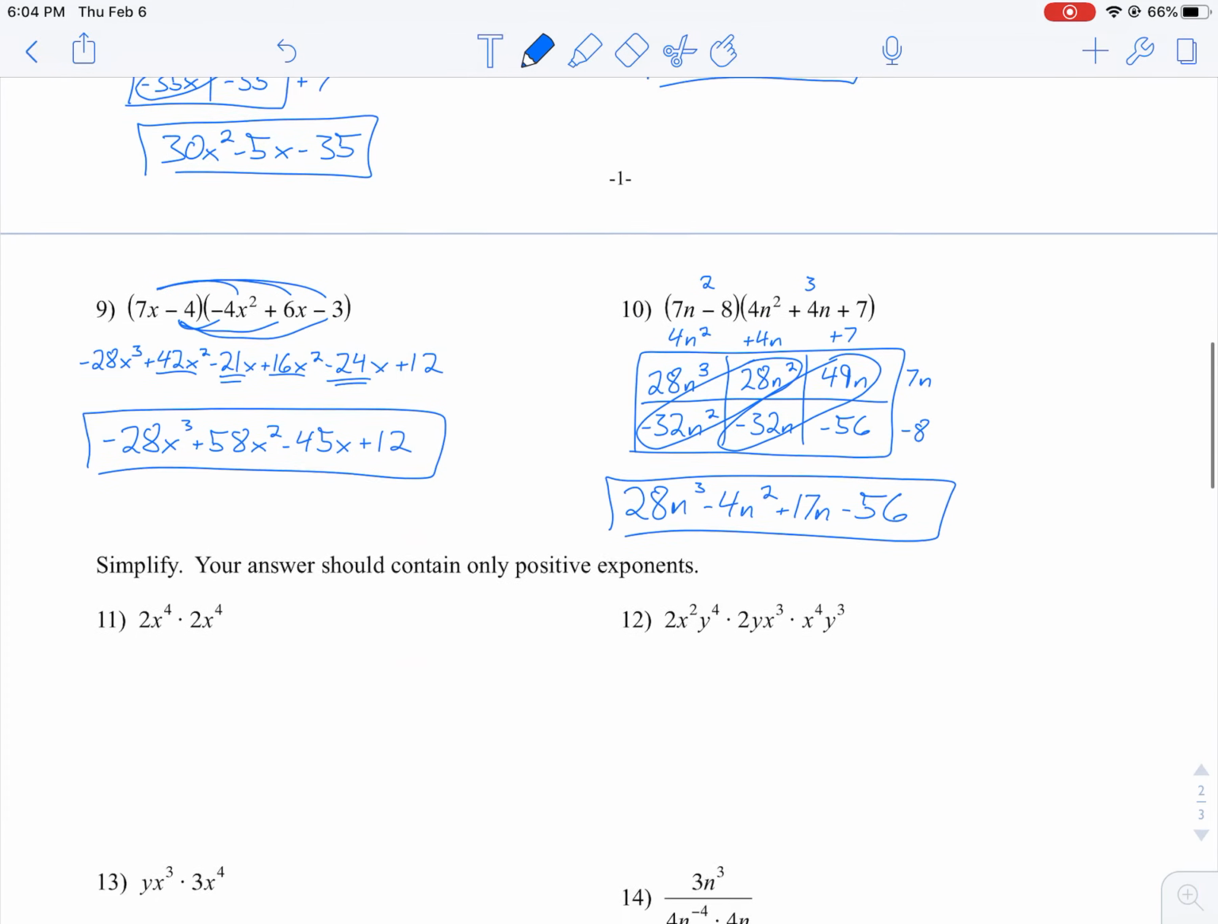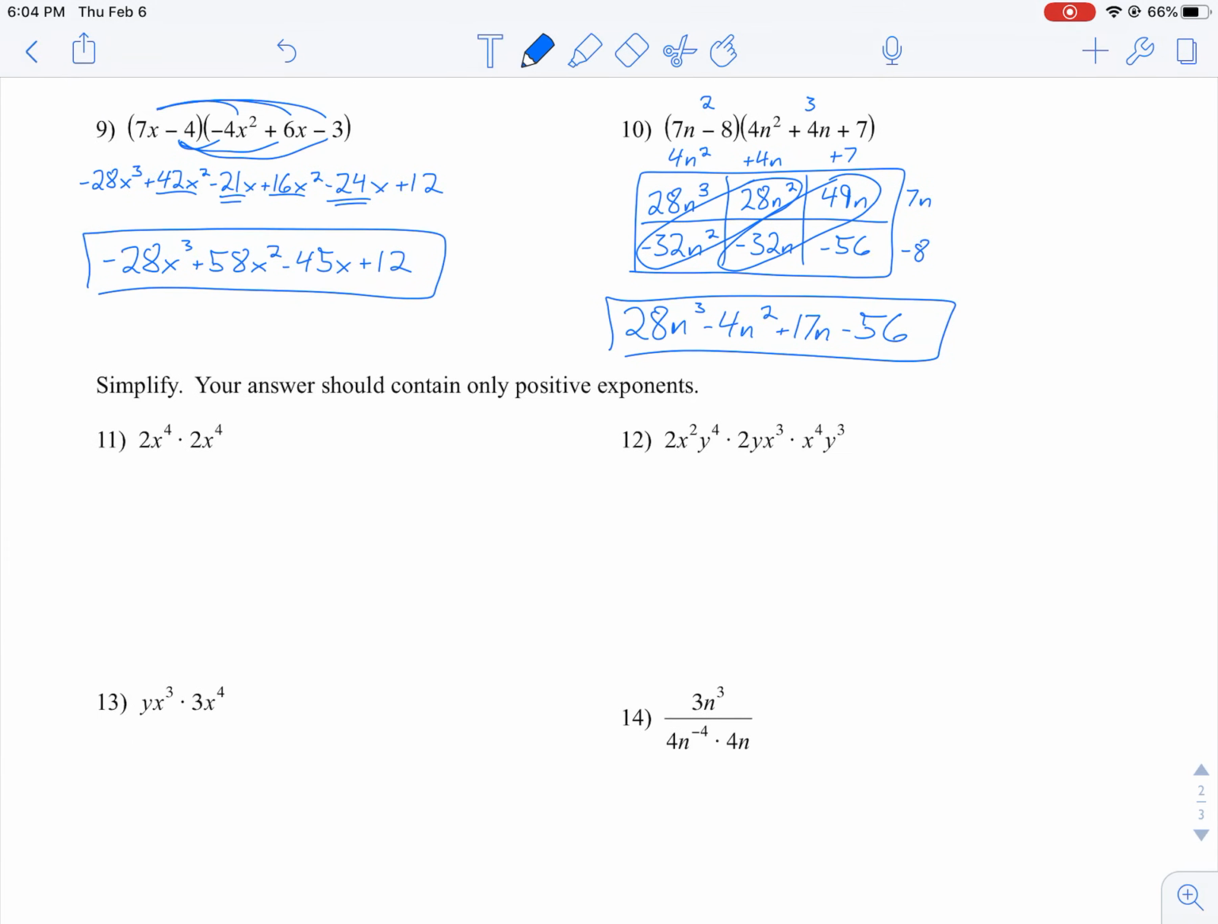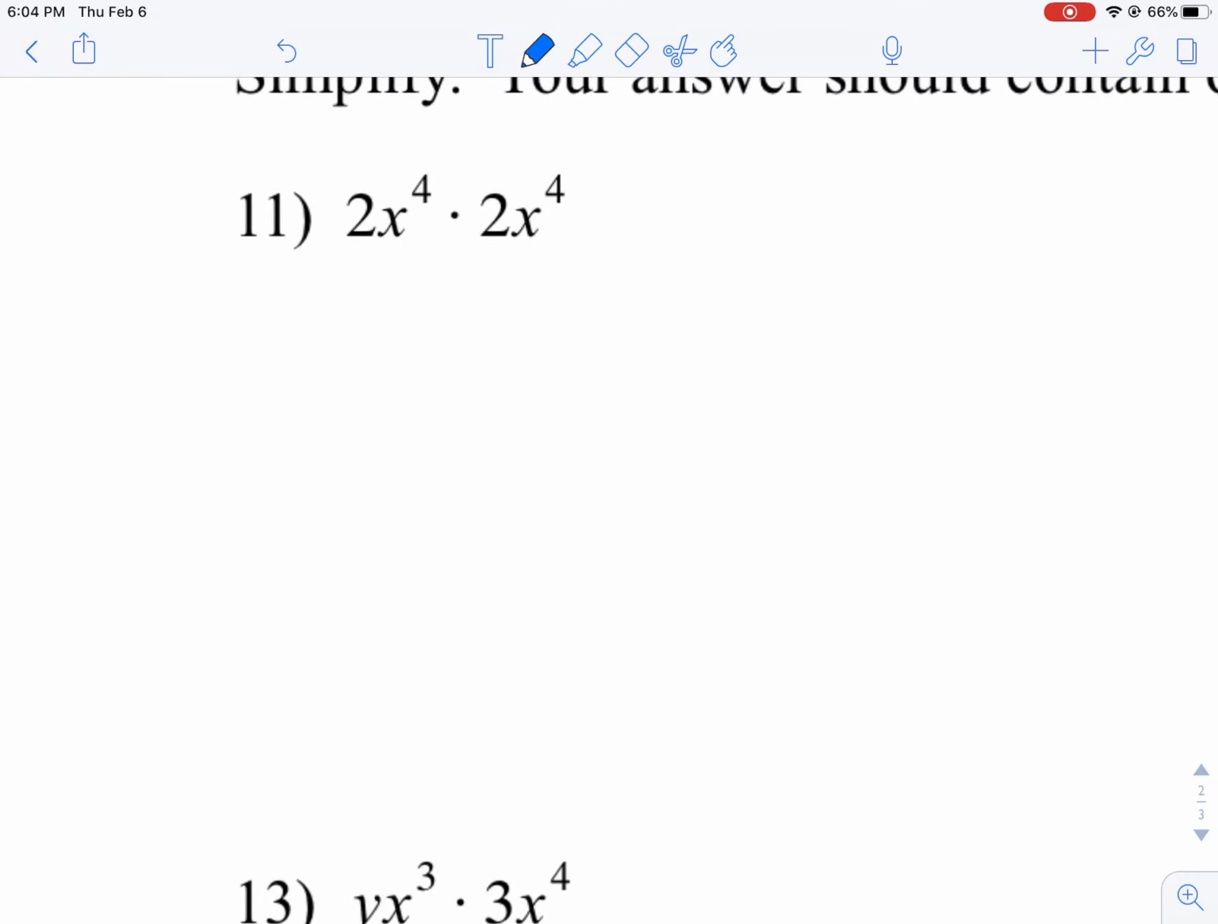Now, on to exponent properties. Remember, there's a couple exponent properties that we have. If you have the same base, you're adding exponents together when you are multiplying those bases. If you're dividing the bases, then you're subtracting the exponents. And if you are distributing an exponent inside parentheses, you are multiplying those exponents together. And then we'll get to the 0 and the negative property in a couple problems here.